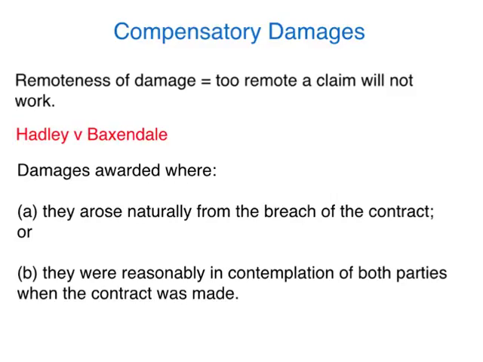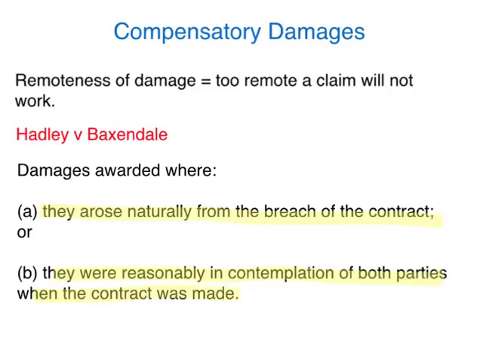They came up with two key questions in deciding whether or not a claim should be successful and isn't too remote, and this is that the damages should be awarded where they arose naturally from the breach of contract, or they were reasonably in contemplation of both parties when the contract was made.